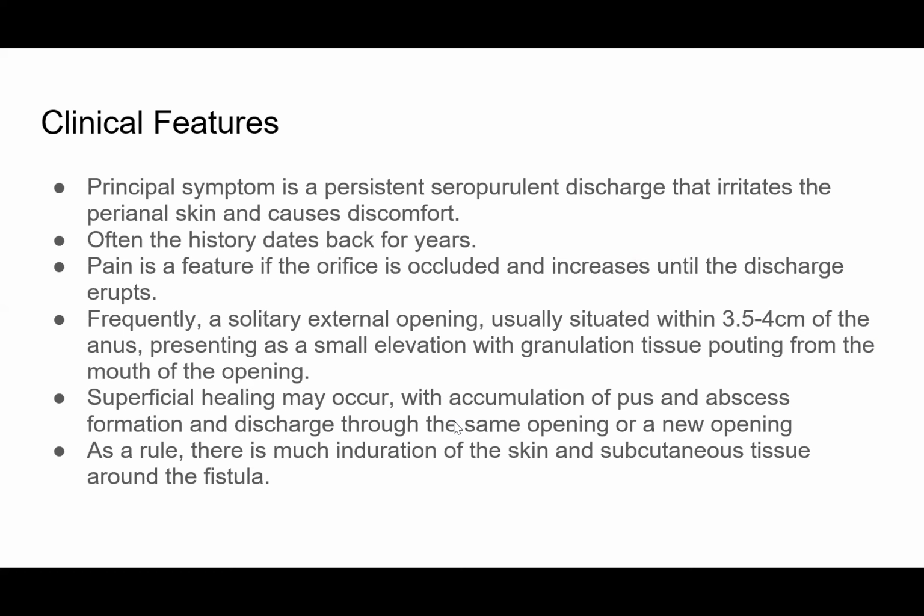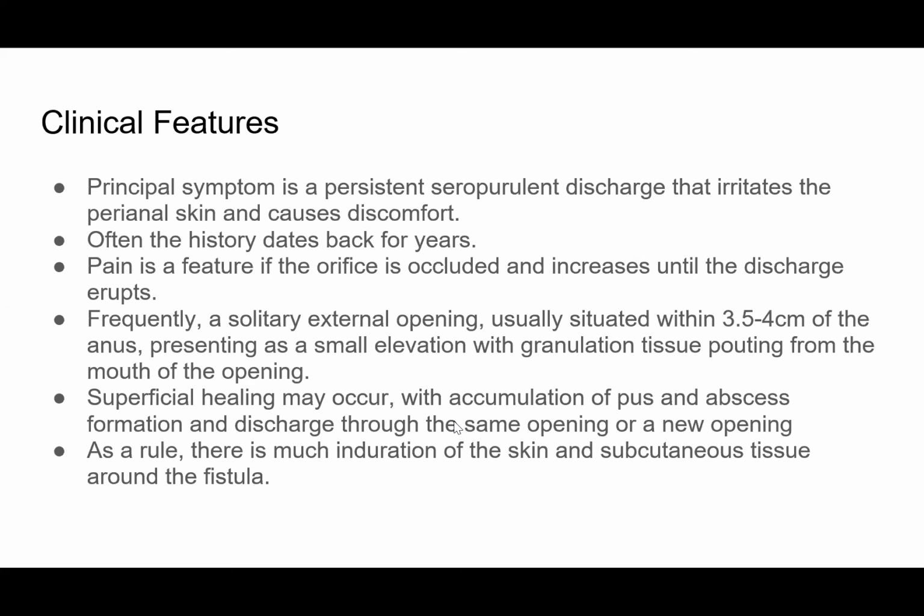Frequently, we see a solitary external opening, usually located within 3.5 to 4 cm of the anus, and it presents as a small elevation with granulation tissue pouting from the mouth of the opening when we examine a patient. Then superficial healing may occur with accumulation of pus and abscess formation, and then it could discharge through the same opening or a new opening.